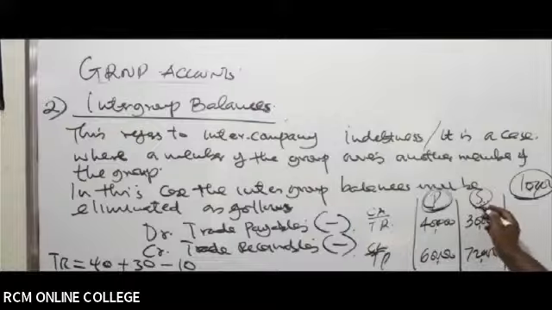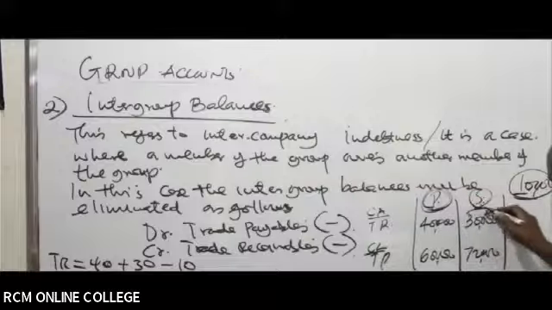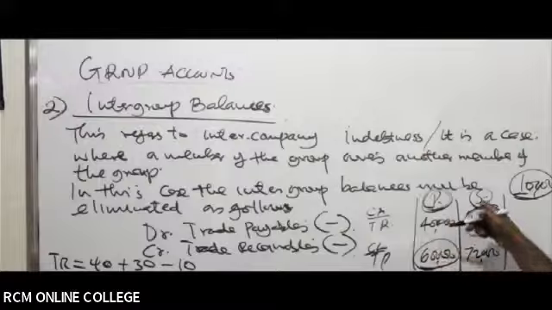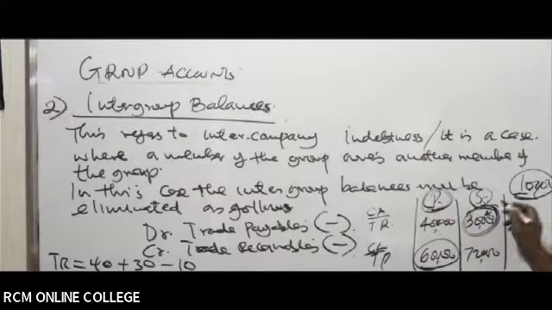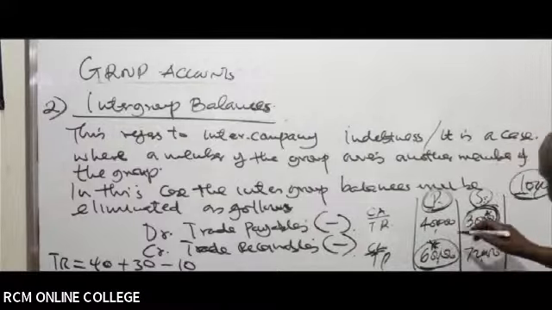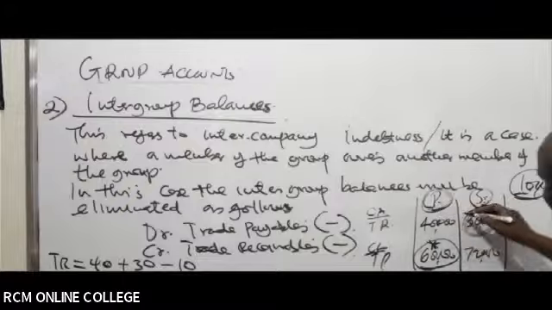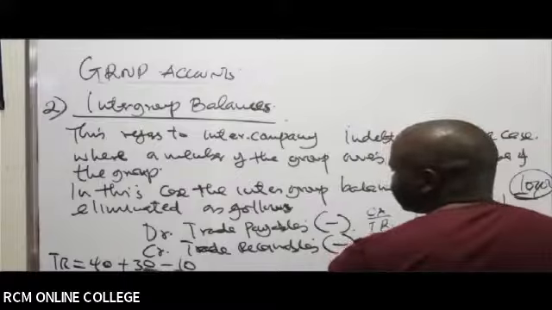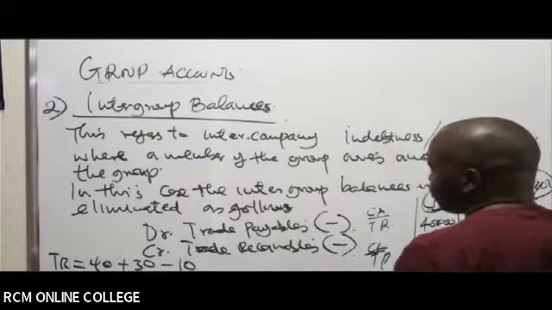So S has accounted for this 10,000 that P is owing him inside his books, and P has accounted for this 10,000 that he is owing S inside his books. To P, this is a trade payable. To S, this is a trade receivable. So when you combine them, this amount is already inside there. It has already been accounted for.